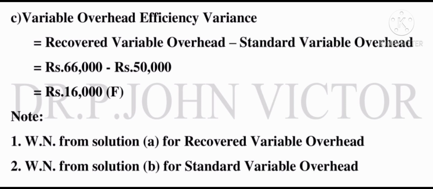So finally we get the value rupees 16,000 favorable. That means the recovered variable overhead is 66,000, but the standard variable overhead is only 50,000. That means the positive value is the higher value. So when we deduct this we get favorable. So finally the variable overhead efficiency variance is rupees 16,000 favorable.